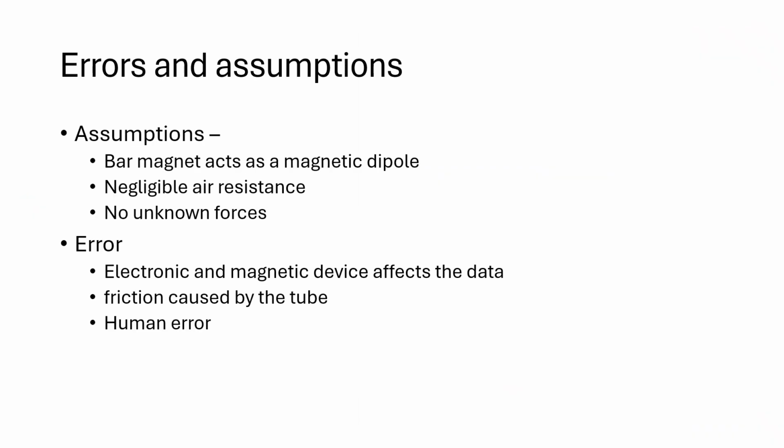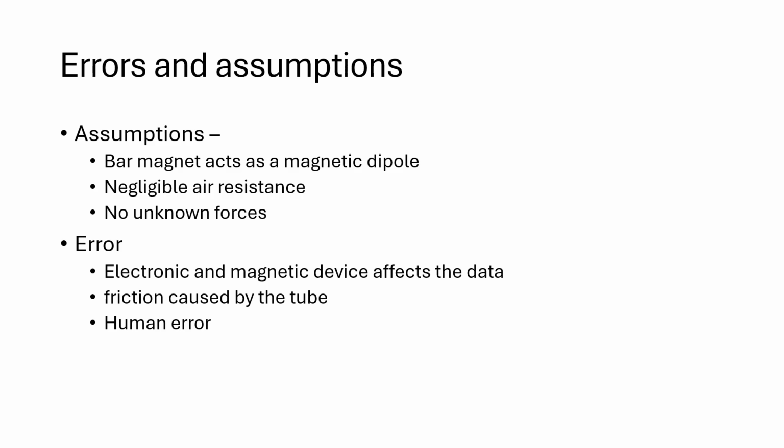Here are the assumptions we made for this lab, as well as some possible errors that we could have made. The bar magnet was treated as a magnetic dipole so that we could use the magnetic field equation for a dipole in the computational model. We also treated it as if there was negligible air resistance, and no other outside forces affecting the bar magnet in our equation.